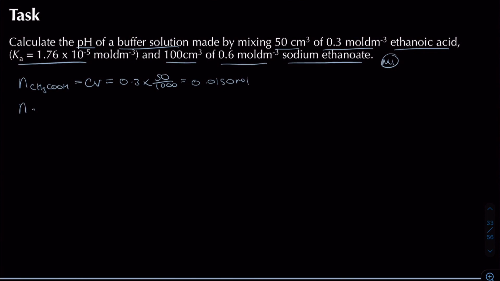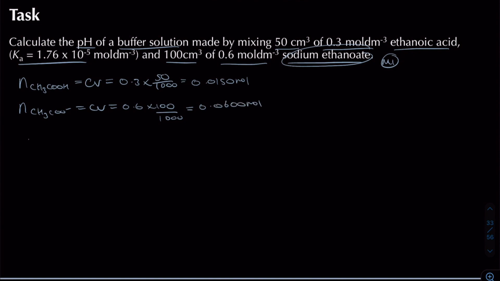Then I can find the number of moles of ethanoate ions. In that case, remember, we're dealing with our salt here, our conjugate base that fully dissociates and forms ethanoate ions, and what we end up with is concentration times volume, which is equal to 0.6 times 100 over 1,000, and the value for the number of moles of our A minus is going to be 0.06 moles. So I've got 0.06 moles.